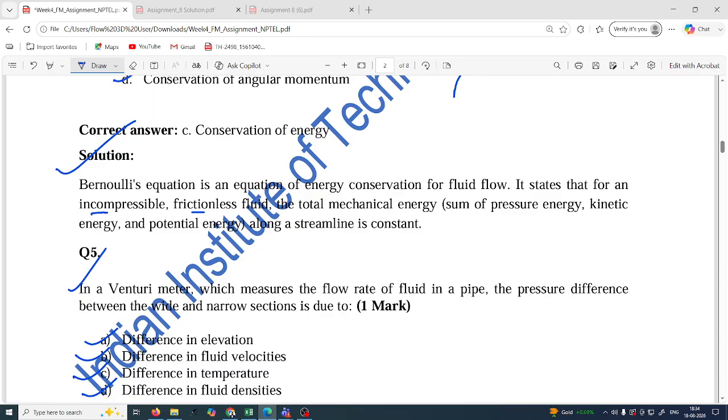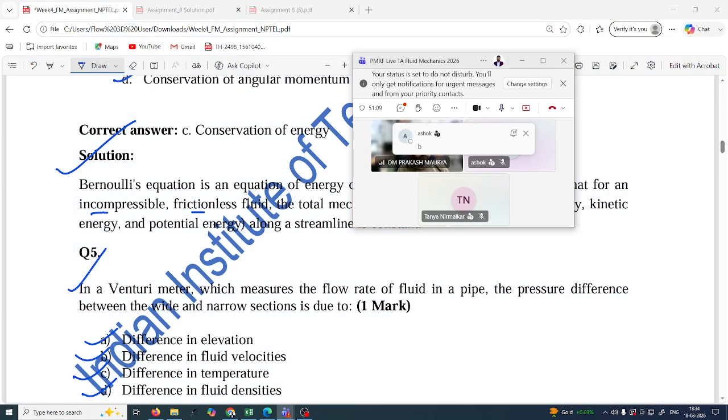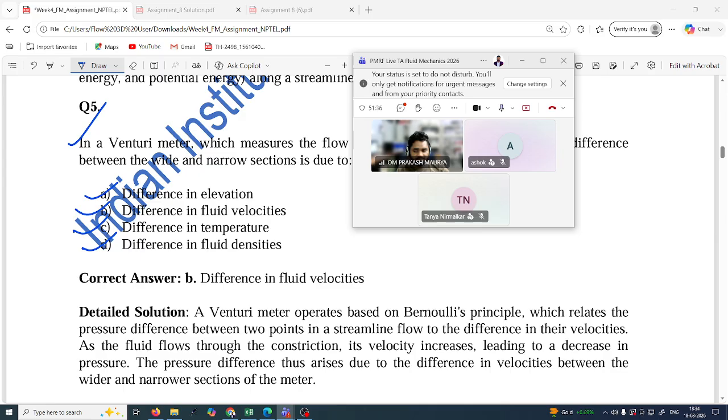Okay, so you are telling the B option is correct. Tanya is telling B option is correct for question number 5. Okay, Ashok is also telling the B option is correct for question number 5. So B is the difference of fluid velocity. So in a venturimeter, the pressure difference between the wide and narrow section is due to difference in fluid velocity, you are telling. Yes, option B is correct.